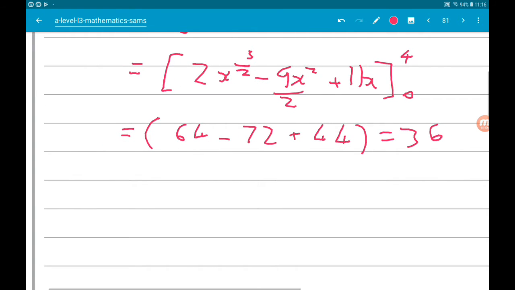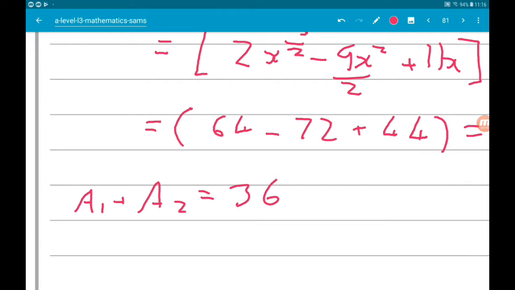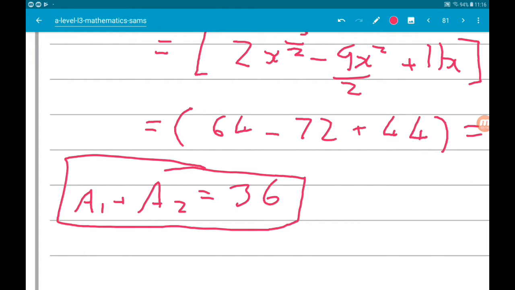So, we now know A1 add A2 is 36. Okay, right, next up.